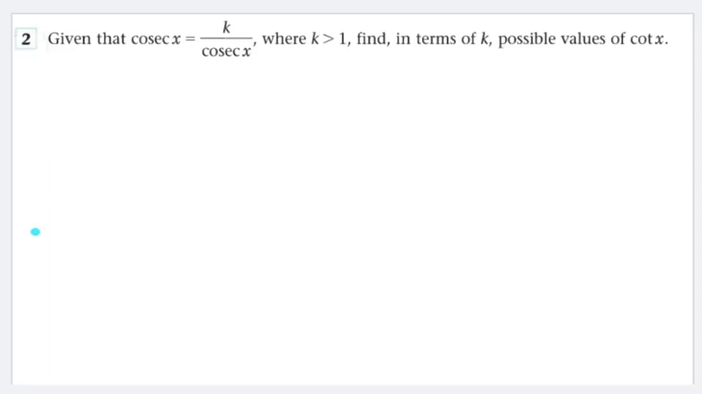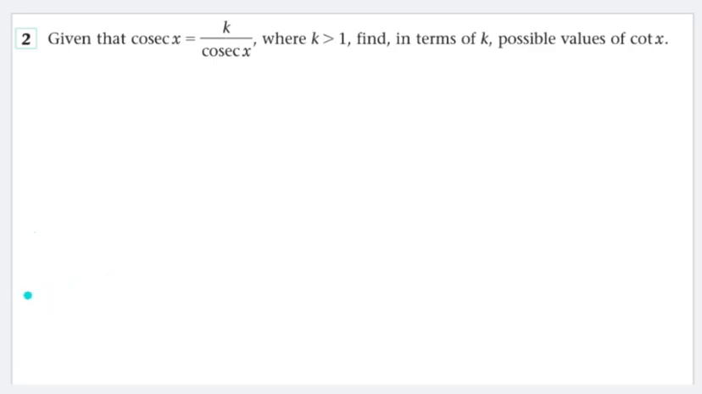Hello, welcome back to another video where we are looking at some trigonometric identities and we are applying them to problems that just look a little bit weird. Before I start, let me just remind you of the identities that we are using.